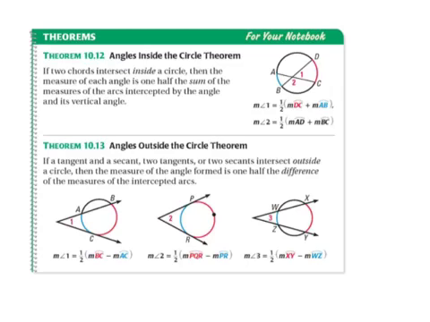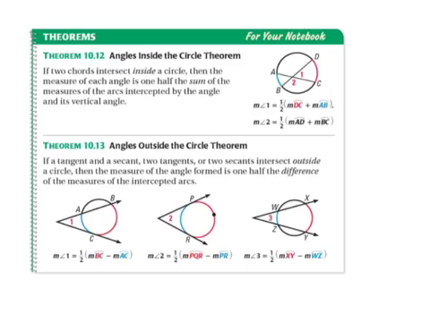Theorem 10.12, angles inside the circle theorem. If 2 chords intersect inside a circle, then the measure of each angle is 1/2 the sum of the measures of the arcs intercepted by the angle and its vertical angle. Yeah, that is a mouthful. So let's look at it.